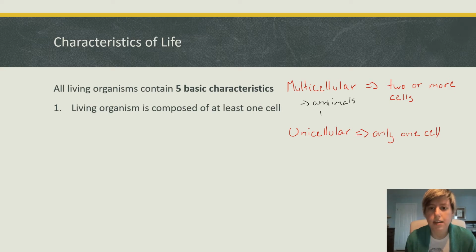Now, key organisms that are multicellular, we have animals, we have plants, and we have certain fungi. Organisms that are unicellular, we have primarily bacteria, and again also some fungi. So fungi that are unicellular would be things like yeast. Fungi that would be multicellular would be things like mushrooms.